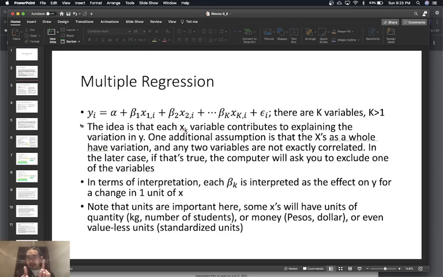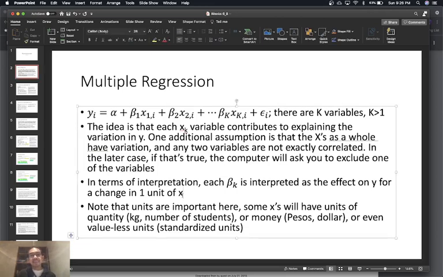If two x variables are perfectly correlated, why are you adding both of them at the same time? So you might as well take one out. In terms of interpretation, each beta is interpreted as the effect on y for 1 unit of xk, right? Note the units are important here. Some x's will have some units of quantity or money or even valueless units. So different x's will have different units. That's the point, right? Especially if they are continuous variables.